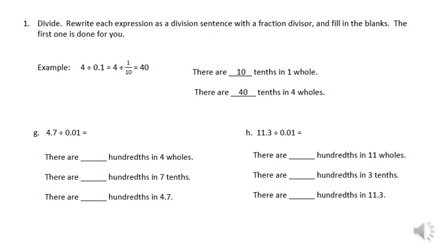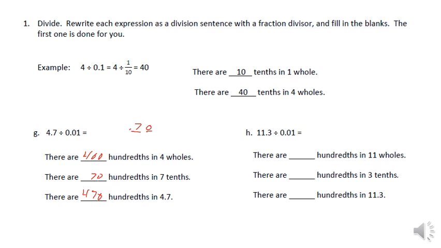Now we're going to break it down by place value again. Once again, we know there's 400 hundredths in 4 wholes, and we're talking about tenths, there's 7 tenths, but it would be 70 hundredths, which gives us 470 hundredths in 4 and 7 tenths.